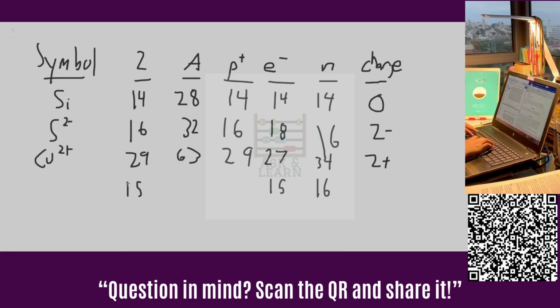Now we know we have a Z value of 15, so we know we have 15 protons, but we need to determine the symbol here. And so we can look at the periodic table and find out that the element with 15 protons is phosphorus, whose symbol is P. So now we can add our protons and our neutrons to get our A value, 31. And since the number of protons and the number of electrons are the same, we have a charge of 0.